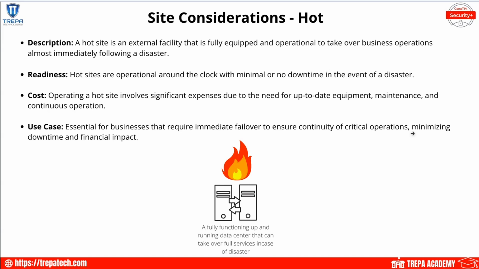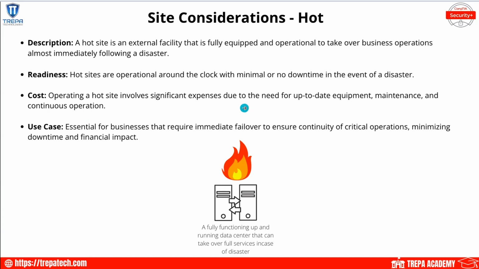Now, obviously, if you're talking about a full suite of services in a data center, sometimes it's not always this clear, right? It could be that we have a hot site, but for some of our critically essential services, we want to fine tune those. And then the other things that maybe are not essential, they come up in time, right? We're not worried about the microseconds. So hot sites are operational around the clock with minimal or no downtime in the event of a disaster.